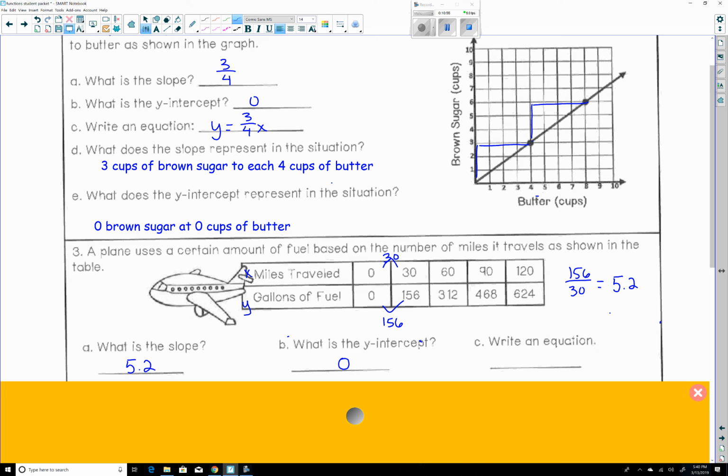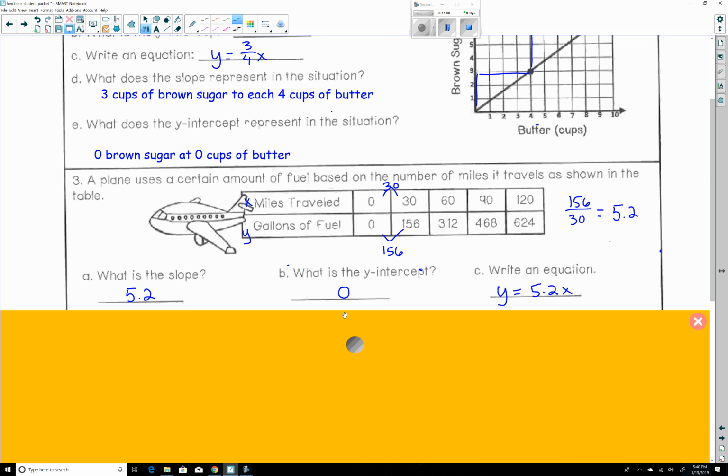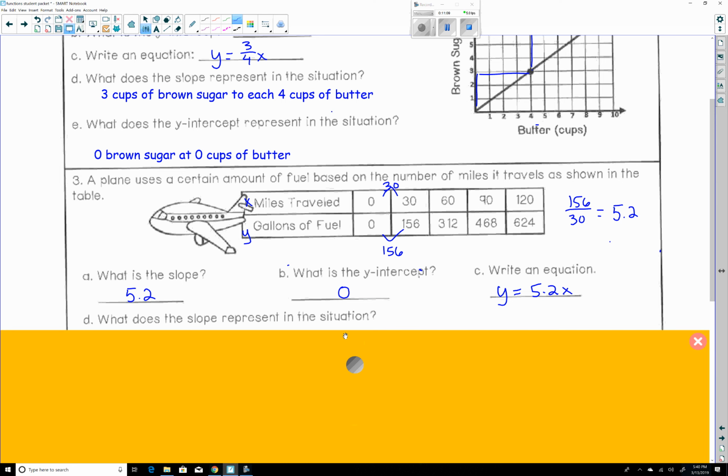Write an equation. Y equals 5.2 times x, and I could say plus 0, but I don't have to. If there is no plus 0 there, it is assumed that it is a proportional relationship, and the line is going to cross the y-axis at 0. So what does the slope represent in this situation? So we've got 5.2 is our slope. This is miles traveled, gallons of fuel.